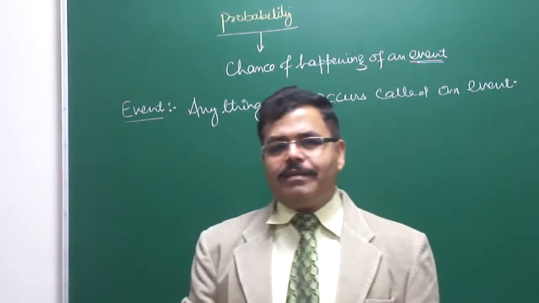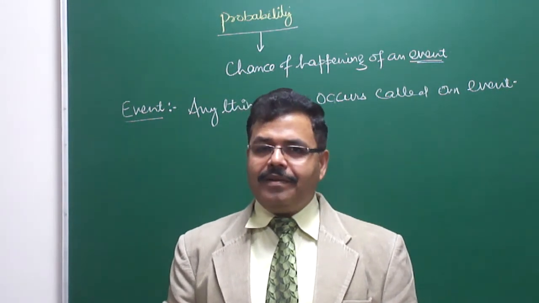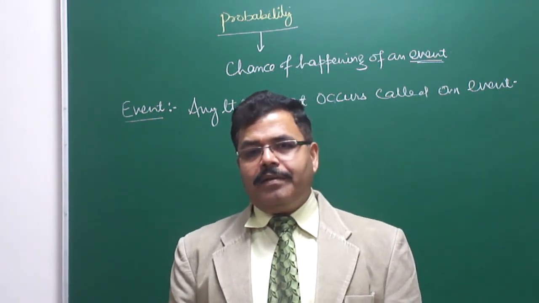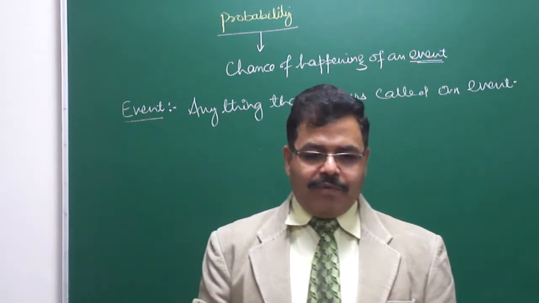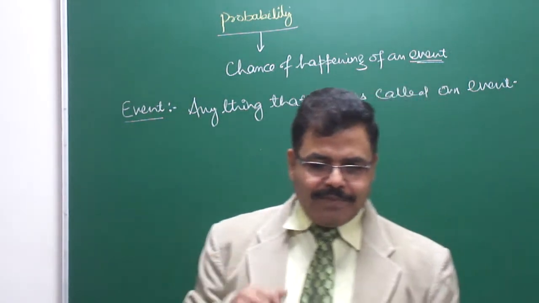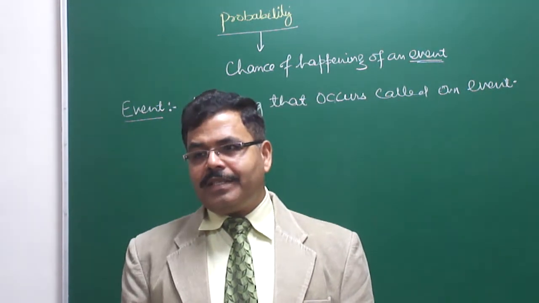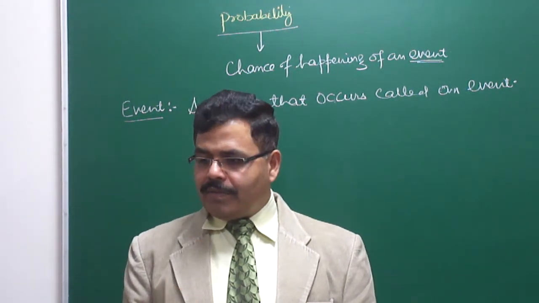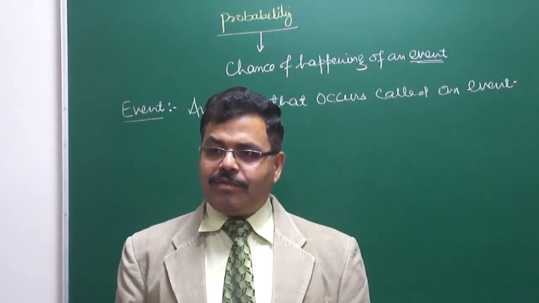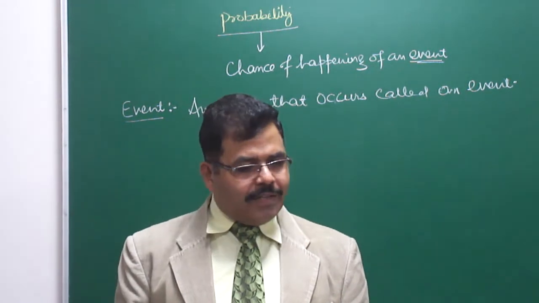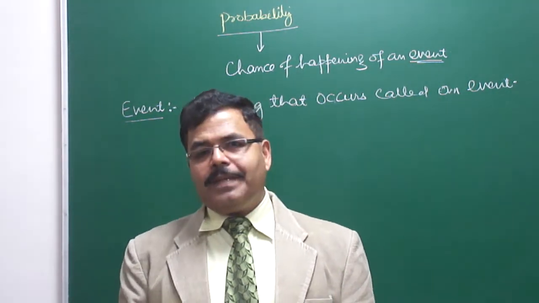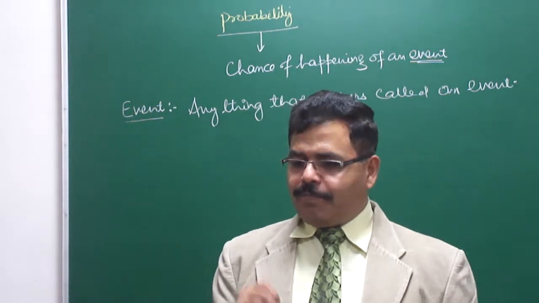And the outcomes of that event may be 1, 2, 3, 4, 5, there are several outcomes. Maybe only one outcome, or maybe more than one outcome. But definitely there will be outcomes. One and only one outcome is also possible, and more than one outcome is also possible.